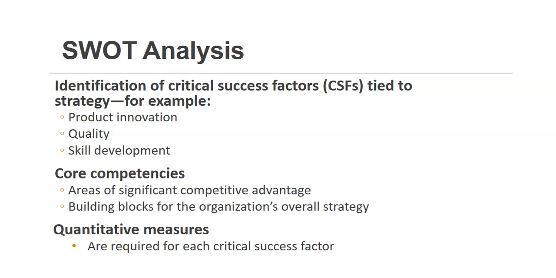So SWOT analysis is the first analysis that we're going to talk about. The SWOT stands for strengths, weaknesses, opportunities, and threats. We're going to look for those CSFs tied to strategy. So are there new products that we can look at? Do we need to improve skills? What areas are opportunities for us? Where are weaknesses that we have that we need to strengthen? And then once we have a list of CSFs, how do we measure whether they've been completed or not?